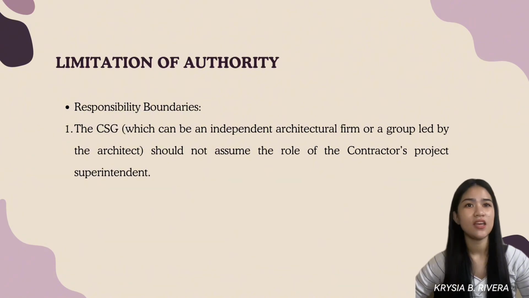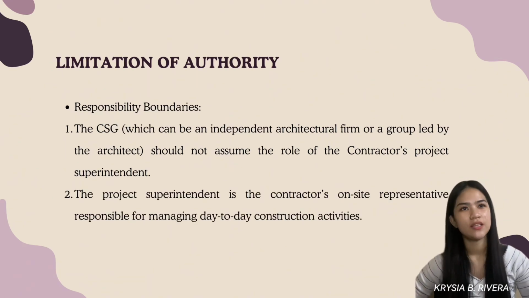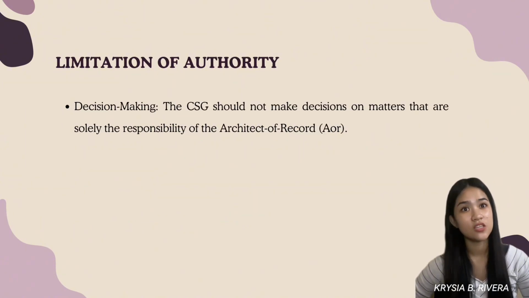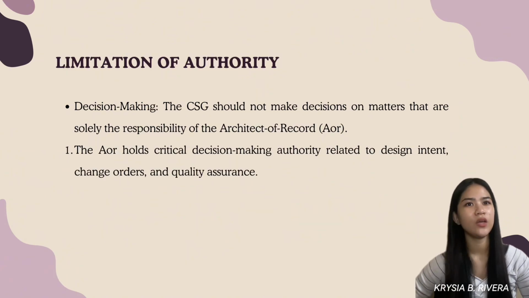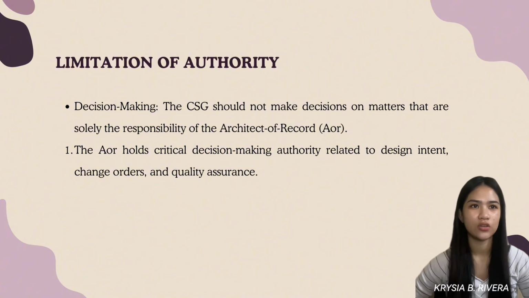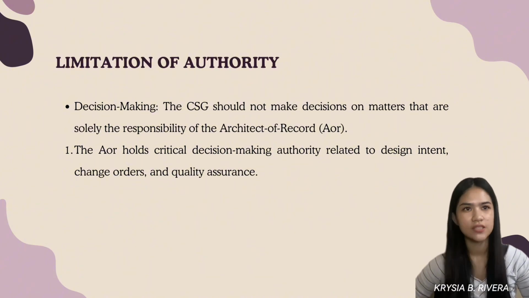Next is the limitation of authority, so responsibility boundaries, of course. The CSG, which can be an independent architectural firm or a group led by an architect, should not assume the role of the contractor's project superintendent because they're separate. The project superintendent is the contractor's on-site representative responsible for managing day-to-day construction activities. As for decision making, the CSG should not make decisions on matters that are solely the responsibility of the architect of record, of course.